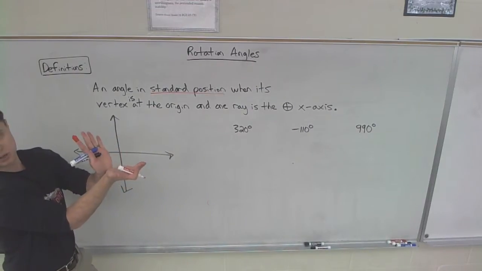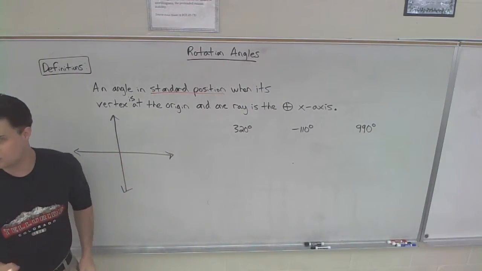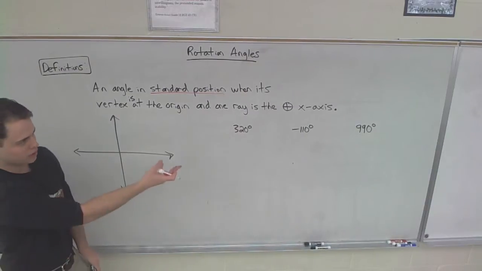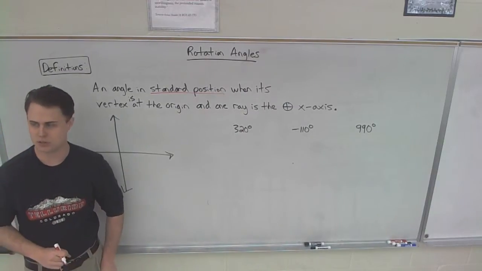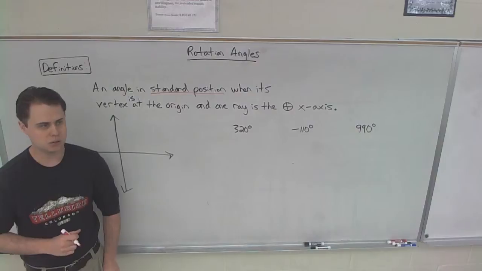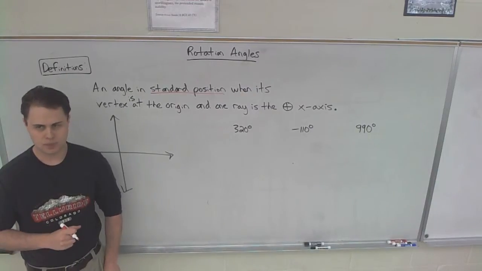Okay? So something in standard position means that the angle, opening however much, could be an acute angle or an obtuse angle. It doesn't have to be an angle in a triangle. It can be much more, like we're going to look at 990 degrees here in a second. But any angle in trigonometry usually is in standard position.